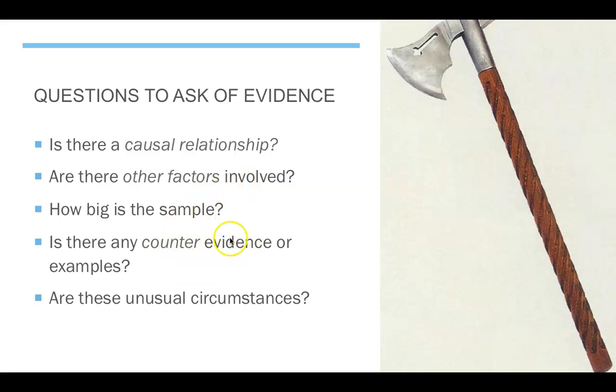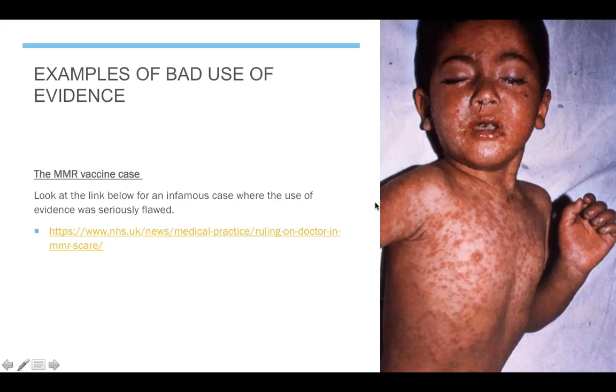Is there any counter evidence or examples? Are these unusual circumstances? These are the kind of questions you need to be asking yourself. If you type that into the internet, so this is the perfect example of bad use of evidence: the MMR vaccine case. It's an infamous case where the use of evidence was seriously flawed and incorrect. It is a good way to get an idea of misinformation or poor information.